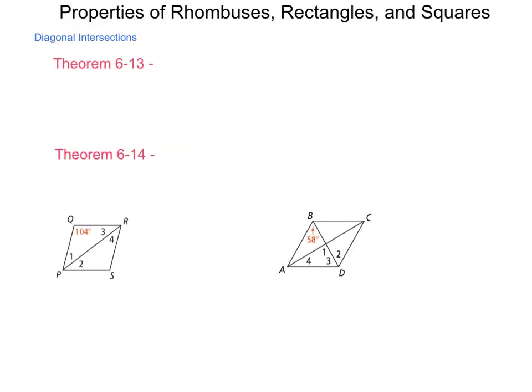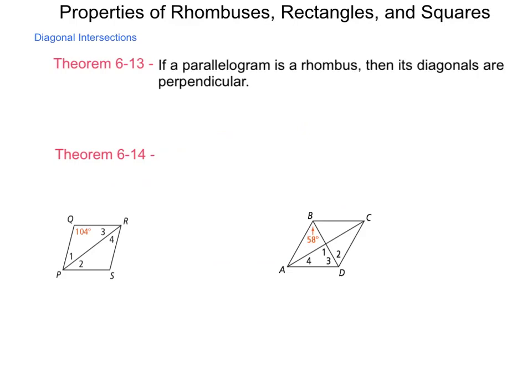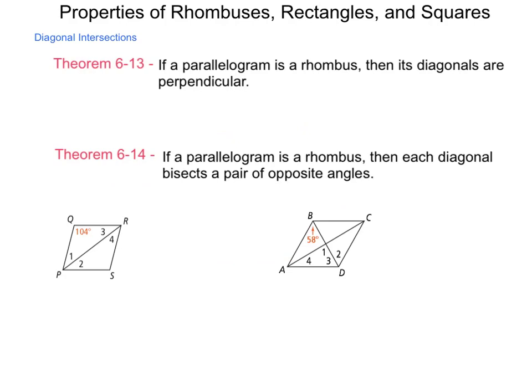Let's begin with Theorem 613. This one states that if a parallelogram is a rhombus, then the diagonals are perpendicular. Theorem 614 tells us if a parallelogram is a rhombus, then each diagonal bisects a pair of opposite angles. So now, as we use these two theorems, we can solve for the missing angles in the diagrams shown below.